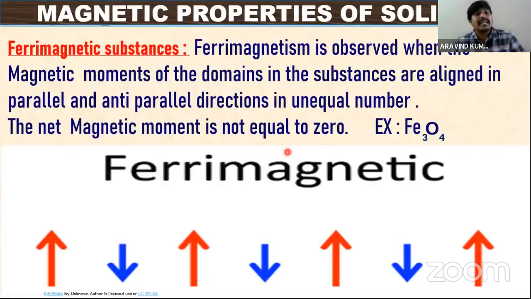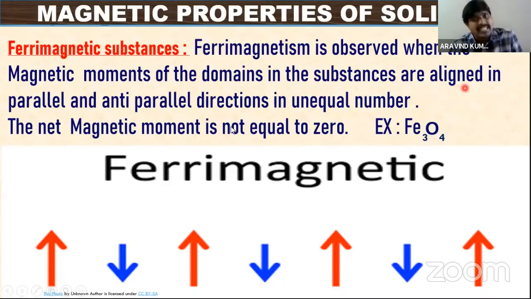Ferrimagnetic substances. Ferrimagnetism is observed when the magnetic moments of domains in the substances are aligned in parallel and anti-parallel directions. Children, ferro, ferri, anti-ferro, right? You have different terms. Now, in ferrimagnetism, the domains in the substances are aligned.